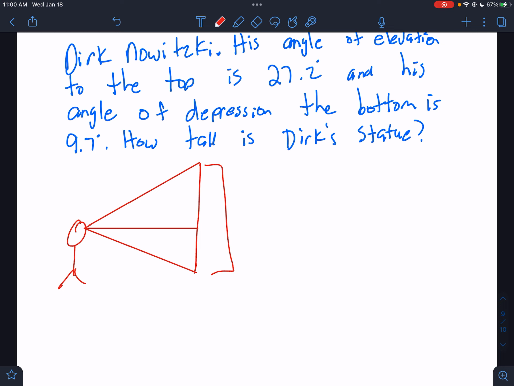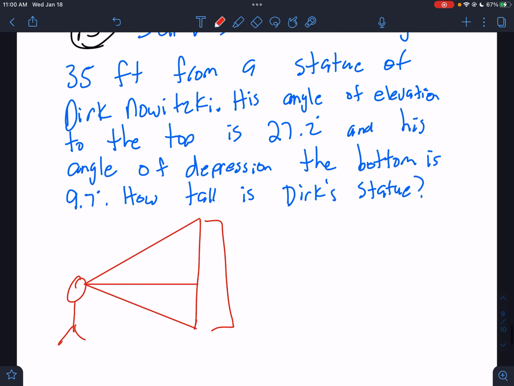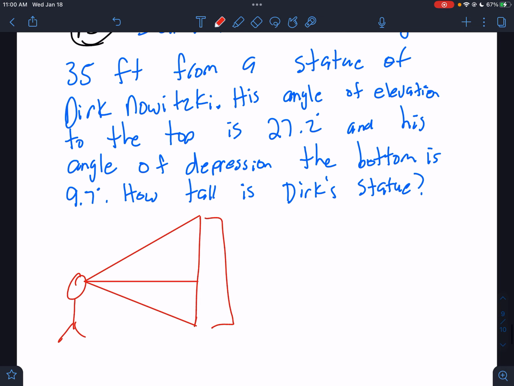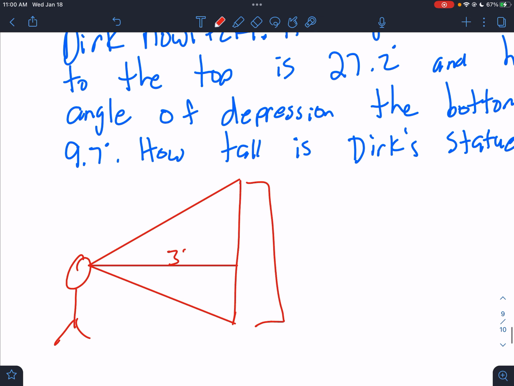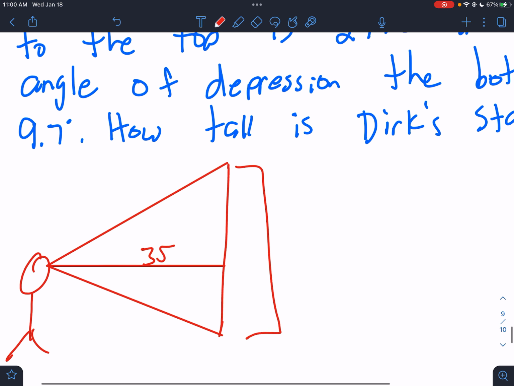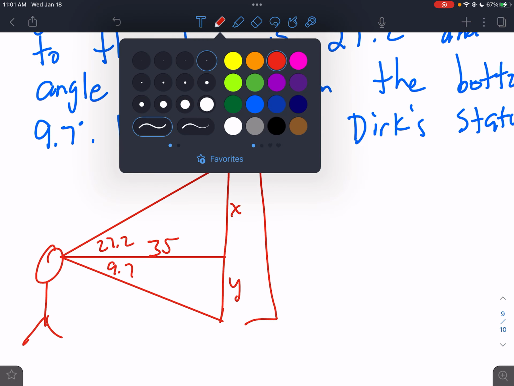But it takes two triangles to do it. Elevation to the top, depression to the bottom. Two triangles to get there. So that's kind of the situation. I'm not going to draw Dirk Nowitzki, but in this situation, we are 35 feet from a statue. It could be a wall, statue, whatever. My elevation is 27.2 to the top. My depression is 9.7 to the bottom. So I'm going to call this x and y, and I have to solve them individually.